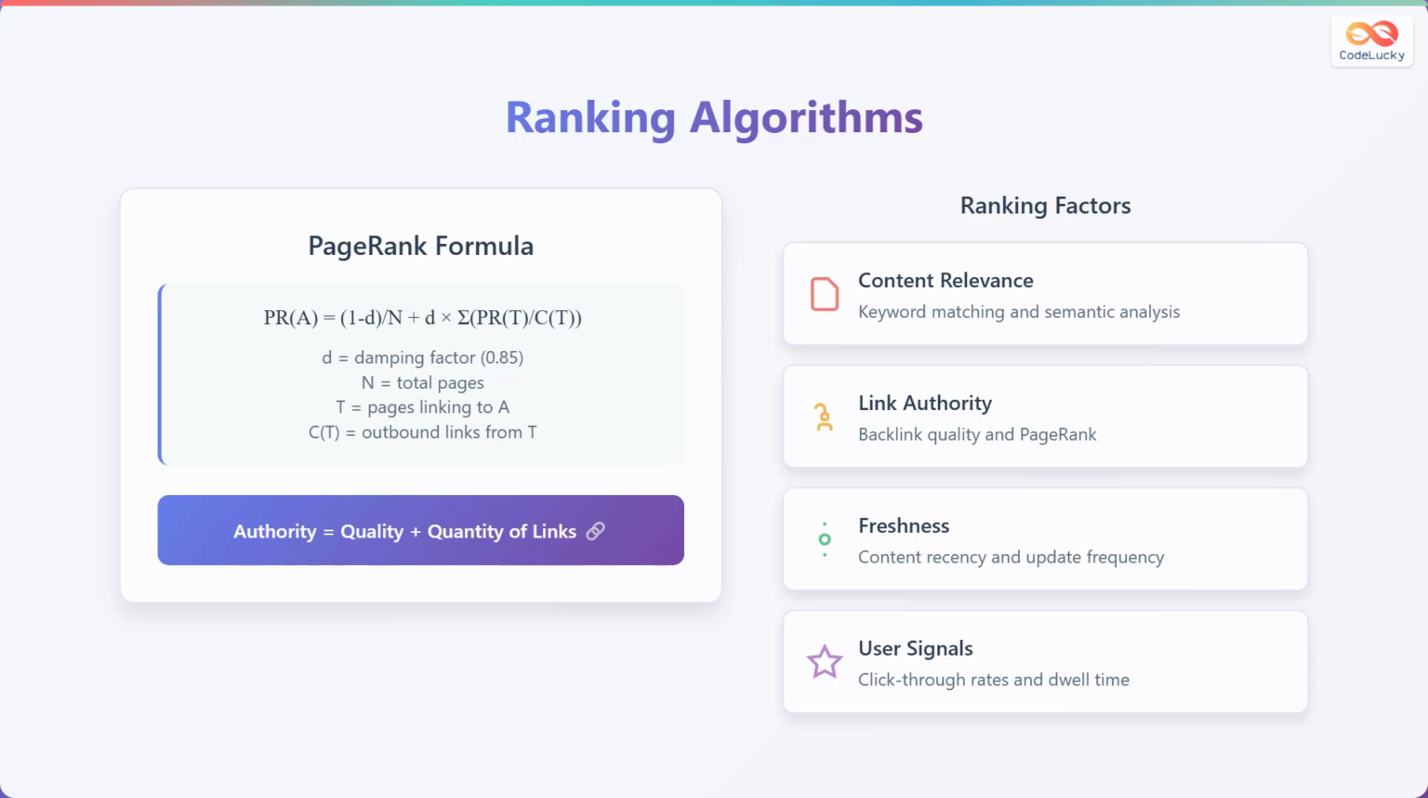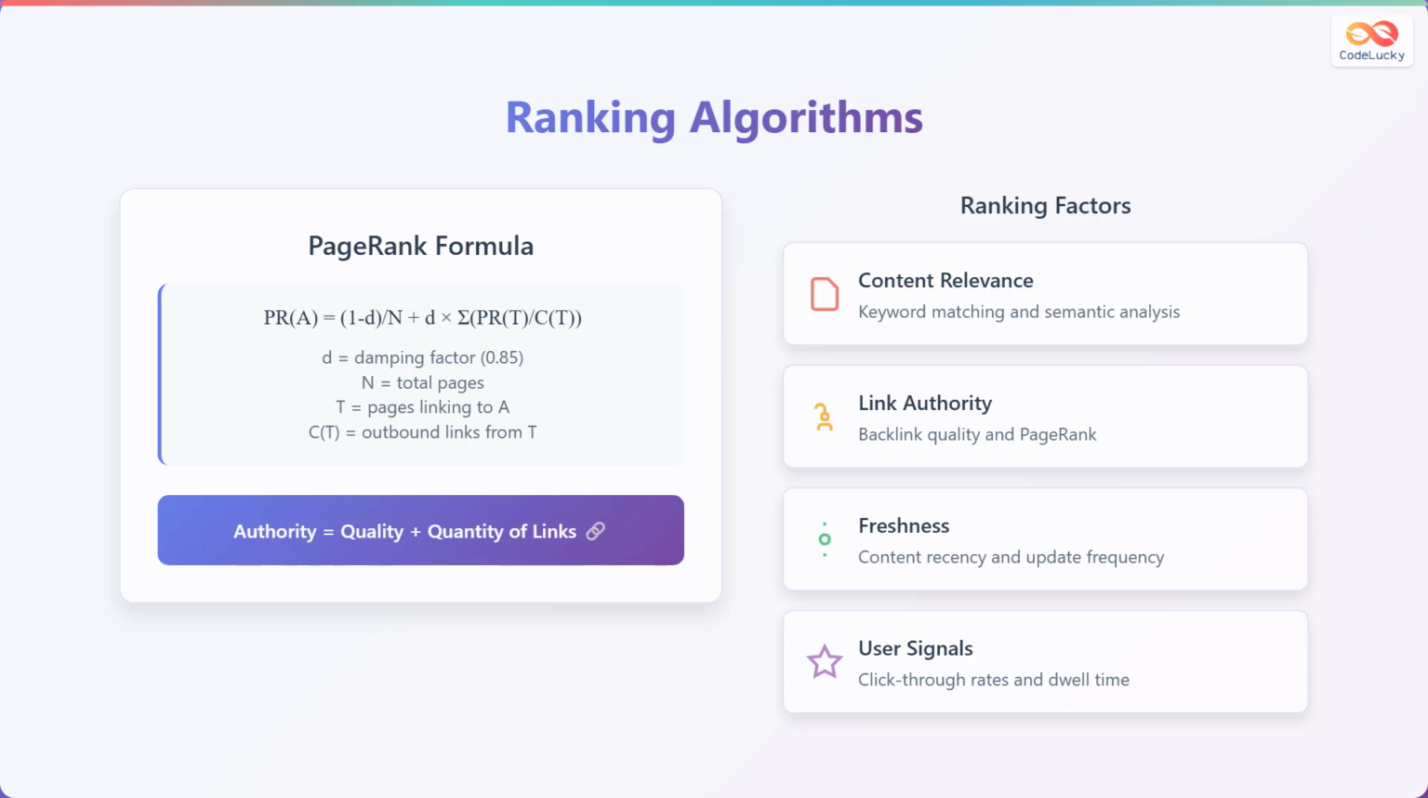Ranking algorithms are crucial for determining the order in which search results are displayed. Google's PageRank is a well-known algorithm that measures the importance of website pages. The PageRank of page A equals (1 minus d) divided by N, plus d multiplied by the sum of the PageRank of page T divided by C(T). Here d is the damping factor, typically 0.85. N is the total number of pages. T is the pages linking to A. And C(T) is the number of outbound links from T. This means that authority is equal to the quality plus the quantity of links.